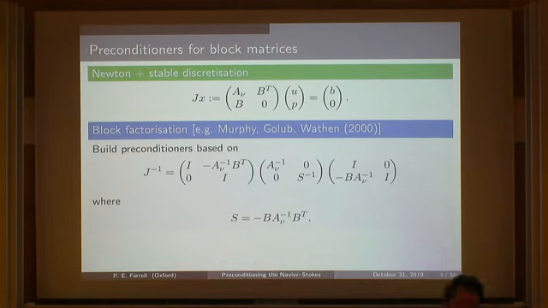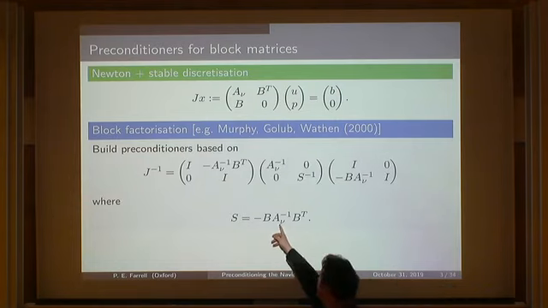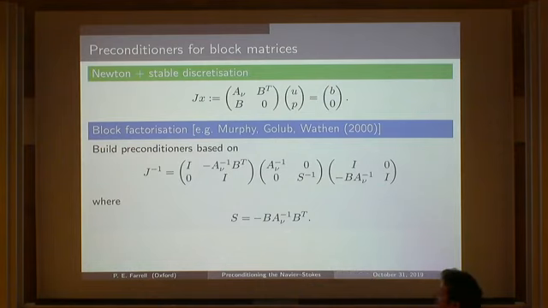What is this Schur complement? This is really where all the difficulty in this approach lies, because this A, that's a discretization of a differential operator. It's sparse. We can look at it, we can understand it, but this Schur complement is more difficult. What is it? It's minus B A inverse B transpose.